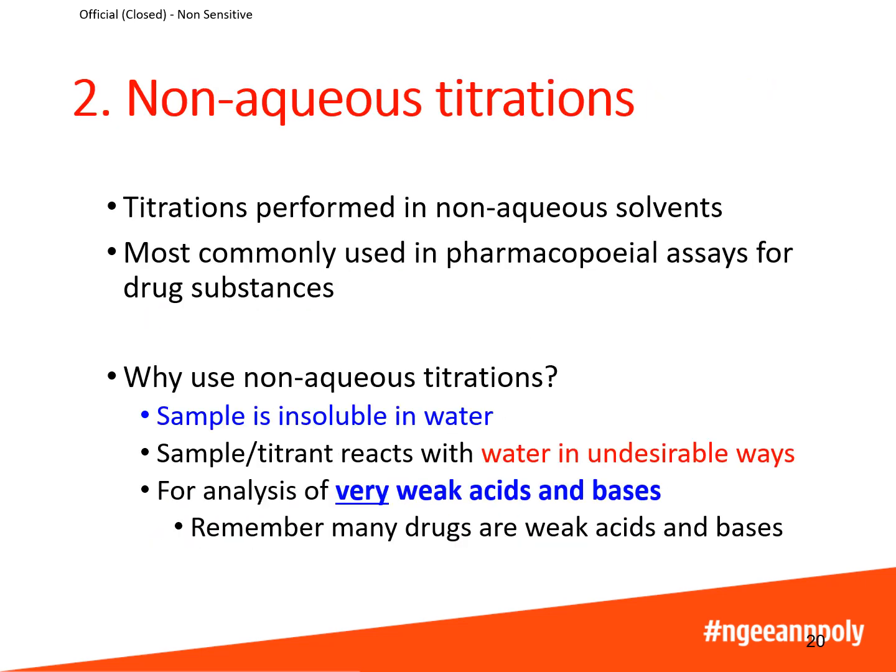So far we have been looking at titrations which take place in the aqueous phase. But there are also titrations that are performed using non-aqueous solvents, and this is commonly used in pharmacopoeia assays for drug substances. So why would we use non-aqueous titrations? It could be that the sample is insoluble in water, or it reacts with water in undesirable ways, and most commonly it is used for the analysis of very weak acids and bases. And remember, many drugs are weak acids and bases.